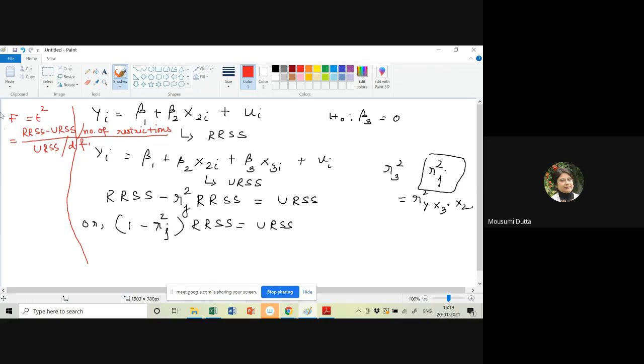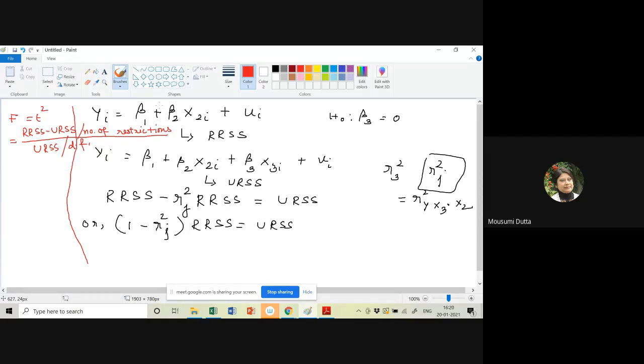Again, in context of hypothesis testing, I'll come back to this idea, how we can define F statistic, which is RRSS minus URSS. Always we will consider RRSS minus URSS because RRSS is greater than or equal to URSS. Okay, URSS cannot be greater than RRSS. And in the denominator, we consider URSS, not RRSS, because with respect to the original one, we check the difference.